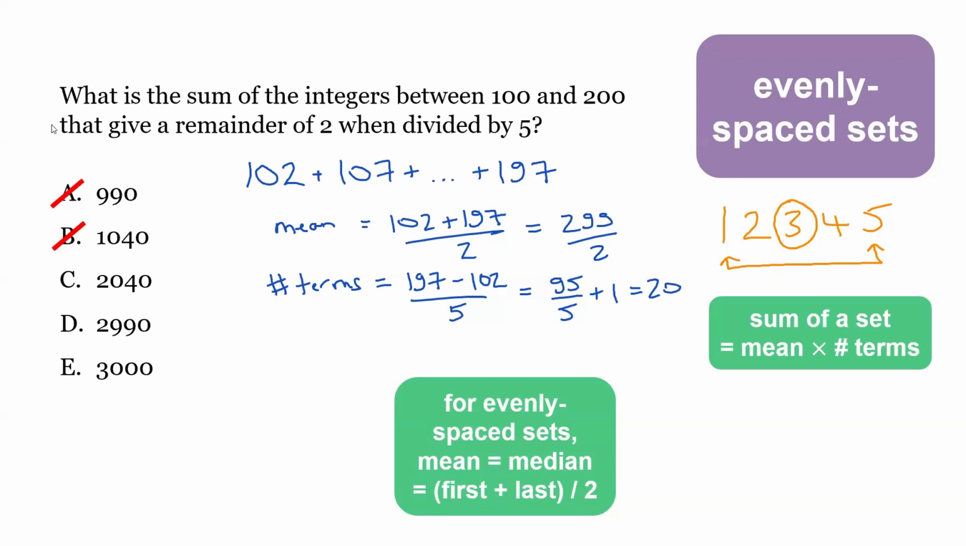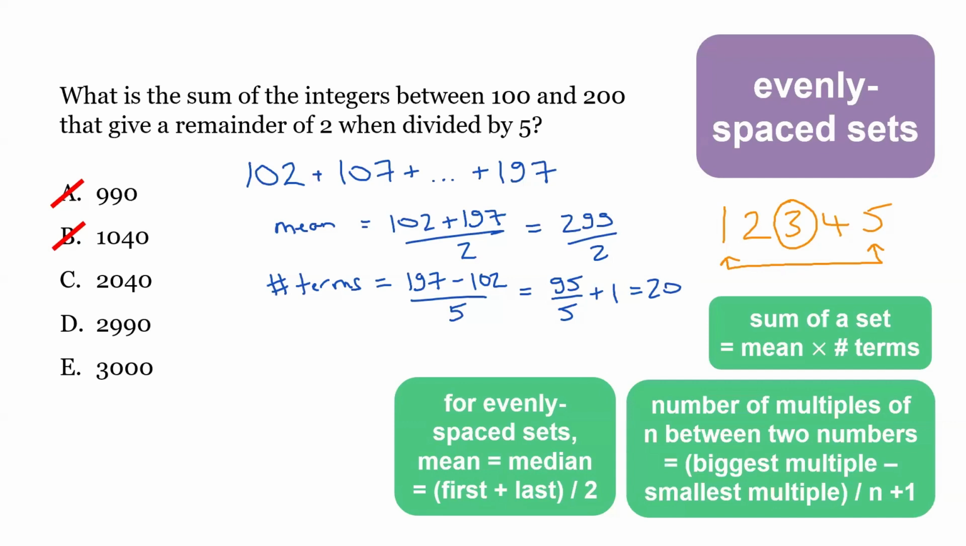Here's another useful rule for counting multiples. The number of multiples of n between two numbers equals the biggest multiple of n minus the smallest multiple of n, divided by n, plus 1.